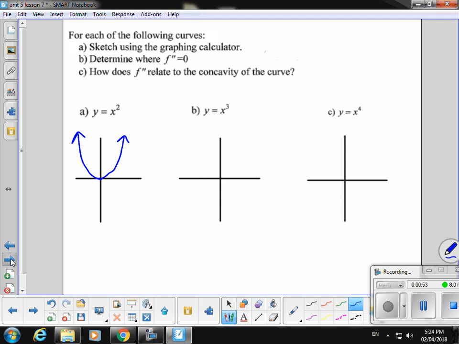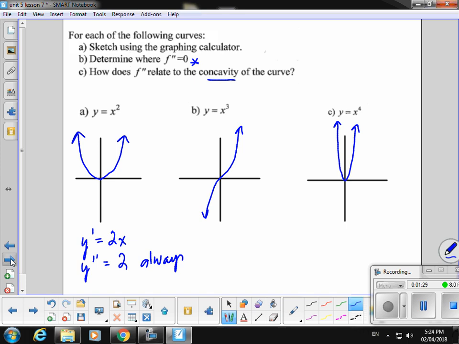We have x cubed, a little sharper, cubic, and x to the fourth. And we're going to look at the first derivative and second derivative, and that can help us relate to the concavity. So for my function, my first derivative would be 2x. And my second derivative is 2. This is always positive. And we can see that this function is always concave up.